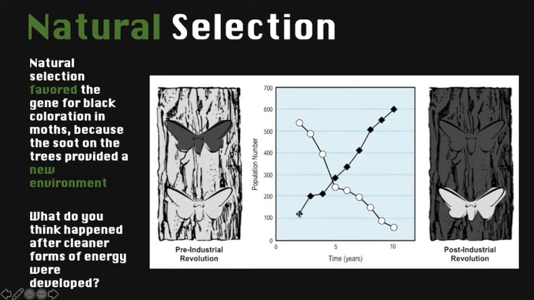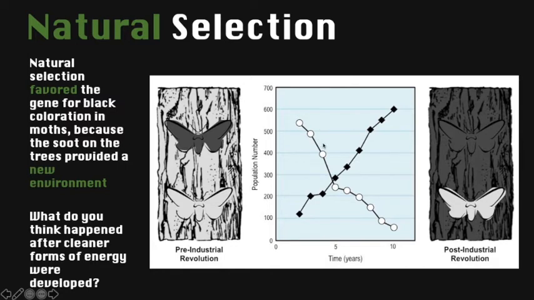So what we see is that over time, the number of white peppered moths decreases sharply. But at the same time, the number of black peppered moths goes up. Now, why did the amount of black peppered moths go up? The answer is because now, since the trees were all covered with soot, they were able to blend in with their environment. And so natural selection stopped favoring the white coloration, and it started favoring the black coloration.